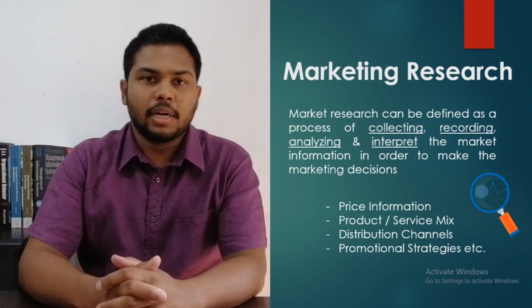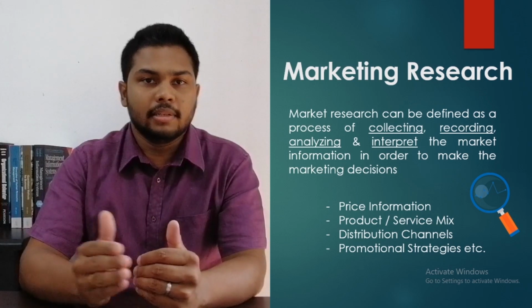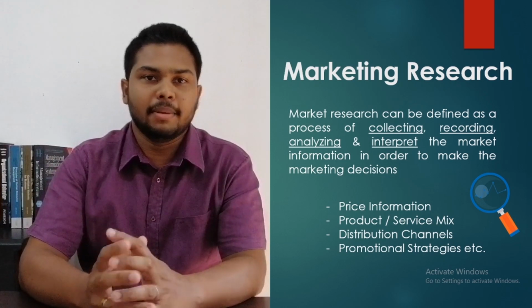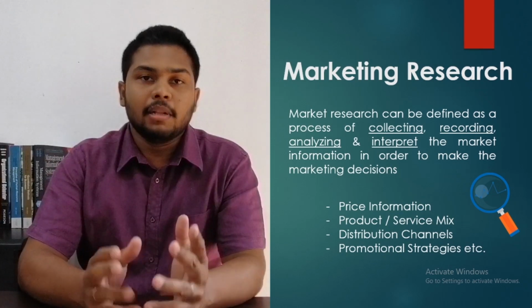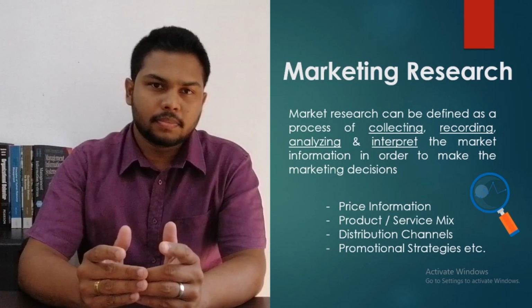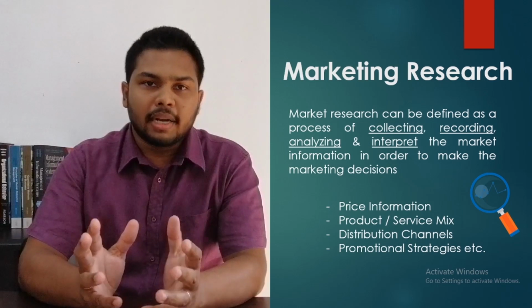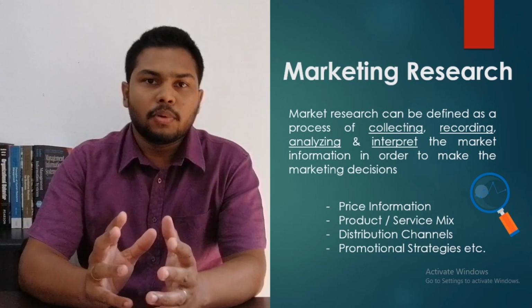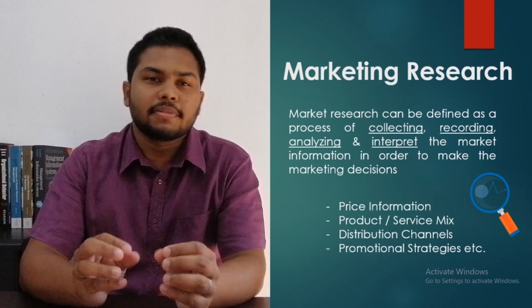When it comes to a service-oriented organization, there are another 3 types of elements added to it. So we call it the extended marketing mix, right? People, process, and physical evidence. So we can receive a lot of information through these types of elements.